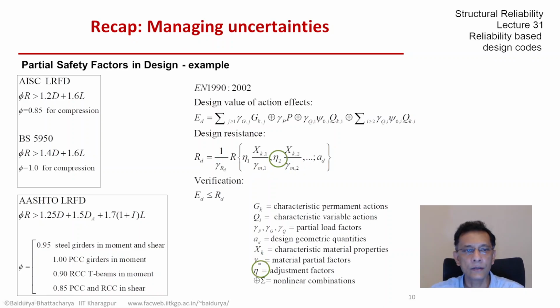There are several adjustment factors, eta 1, eta 2, and so on. And then, just to emphasize that all those pluses and sums are basically nonlinear combinations if nonlinear effects are to be considered or if they are relevant. Now, you can also have an overall strength factor, just like we have in the AISC LRFD or AASHTO LRFD cases. You can have another partial safety factor for the strength. So finally that gives us the design resistance, and then that needs to be compared with the design action effect, and as long as ED is less than or equal to RD, that aspect of design has been satisfied.